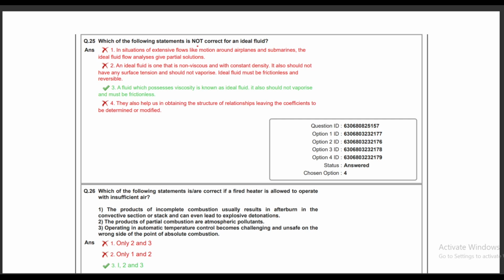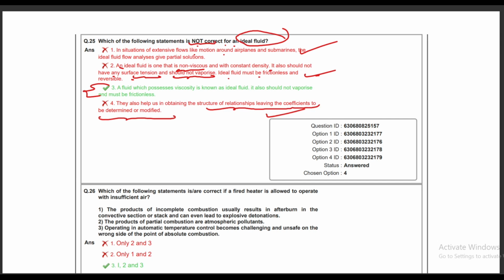Next, which of the following statements is not correct for ideal fluid? So you have to tick the not correct one. First is, in situations of extensive flows like motion around airplanes and submarines, the ideal fluid flow analysis gives partial solution. This is correct. An ideal fluid is one that is non-viscous and with constant density. It also should not have any surface tension and should not vaporize. Ideal fluid must be frictionless and reversible. Correct option. Read fourth option. They also help us in obtaining the structure of relationship, leaving the coefficients to be determined or modified. Correct one. Last, third is, a fluid which possesses viscosity is ideal fluid. It also should not vaporize and must be frictionless. So this is incorrect statement.